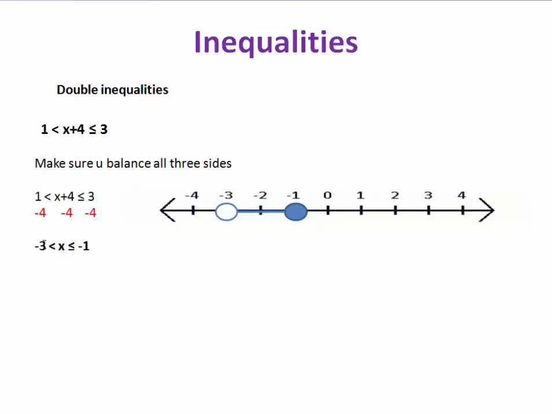The inequality signs remain the same, so we've got minus 3. 1 minus 4 is minus 3. X plus 4 minus 4 remains as x. 3 minus 4 is minus 1. So this minus 1 is a solid circle on the number line because it's got this equal sign. This minus 3 is a hollow circle or a circle with a dot in the middle. And the line in between is our solution, including minus 1. So our solution is minus 3, minus 1.